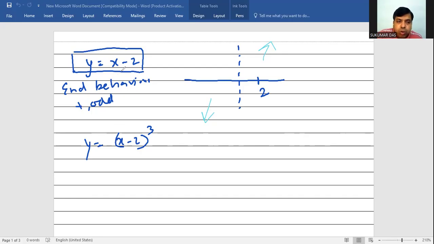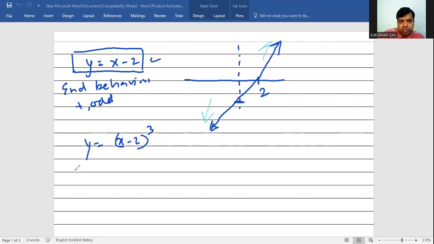Now, what is the intercept? The intercept is negative 2, and the root is x equal to 2. Since it is a straight line, it will simply cross like this, no problem. It will just cross. This is a straight line, correct?